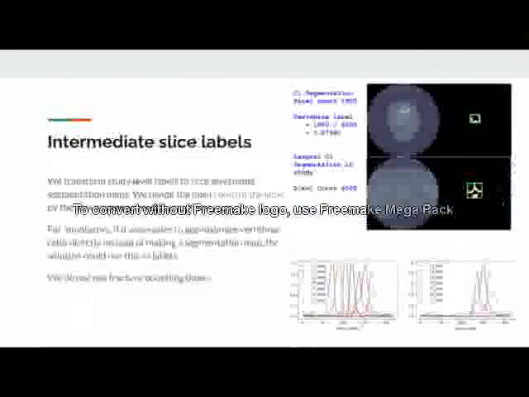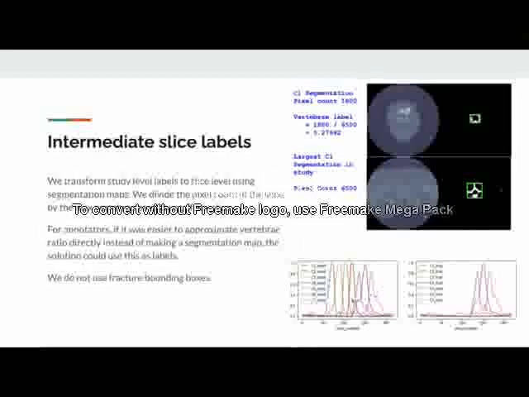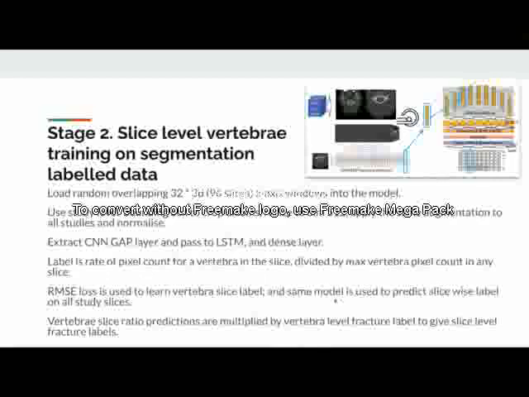So again, just going back here, what we're doing is we've created these labels for the segmentation maps, and we want to make a model to learn to be able to create those vertebrae labels for all the data. And that's what that stage 2 is doing.